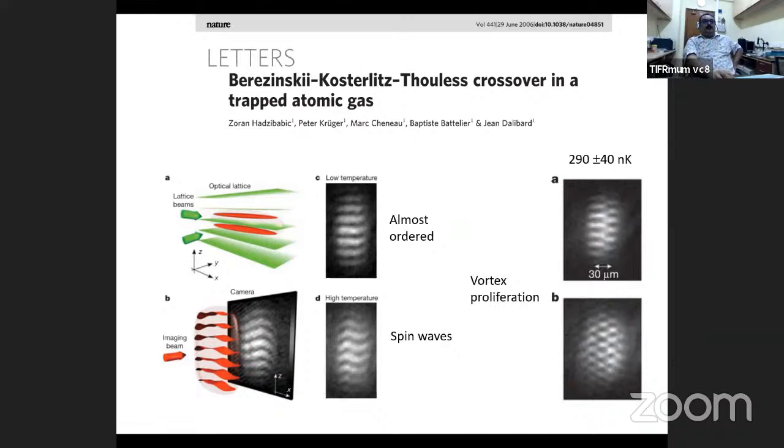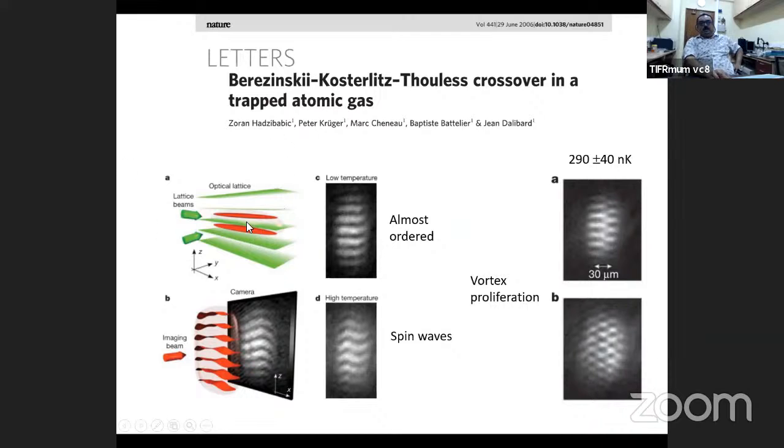And here actually you have to delete these images because the analysis is a little more complicated. But what happens is that initially you start from a very low temperature. Then you increase the temperature a little bit. You can see these kind of spin wave excitations. These are the long wavelength excitation. But the moment you reach 290 nanokelvin, you start seeing a completely different pattern of this kind.